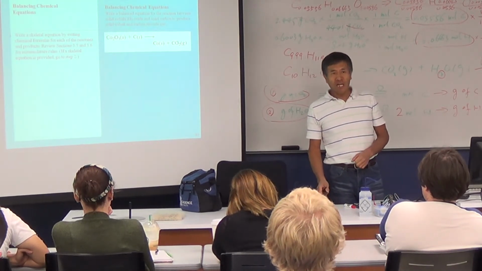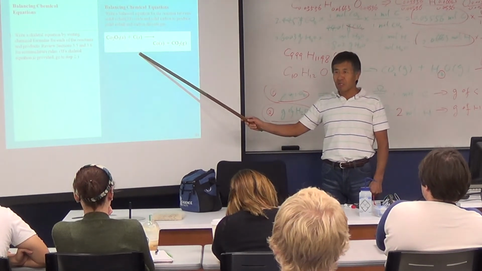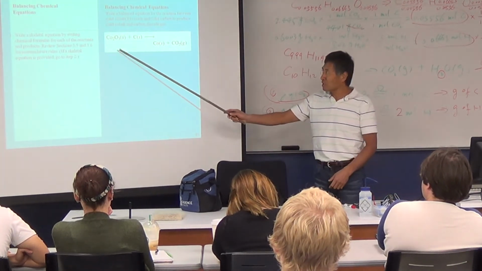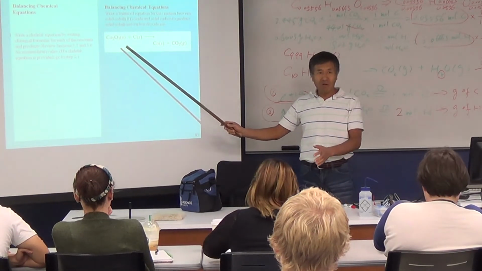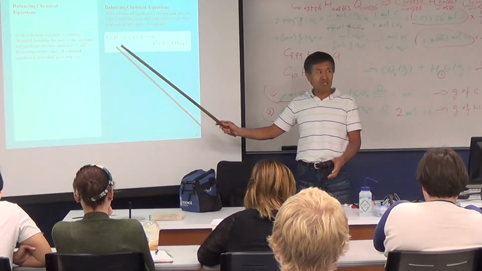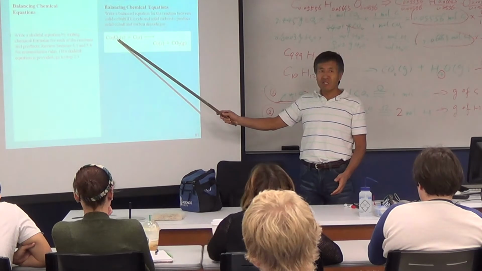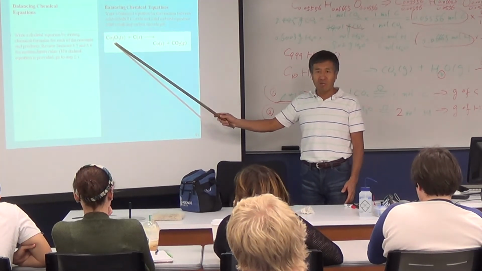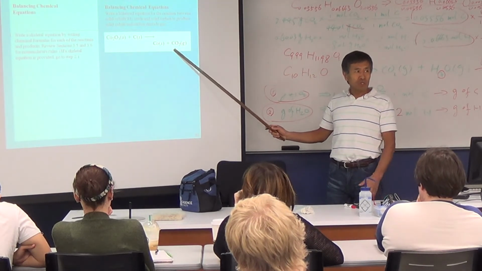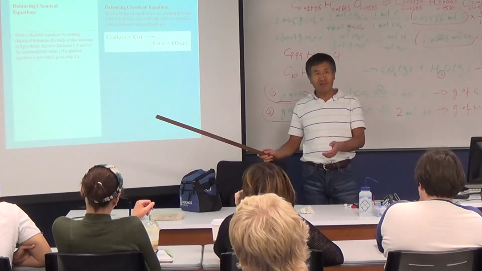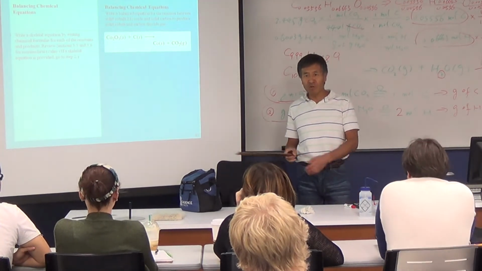Leave those atoms that appear as elements. So here, oxygen is an element, but oxygen does not appear by itself on either side. On the left side, it is the oxygen in this compound. On the right side, it is the oxygen in the CO2. So you will balance those kinds of atoms first. That's the hint.